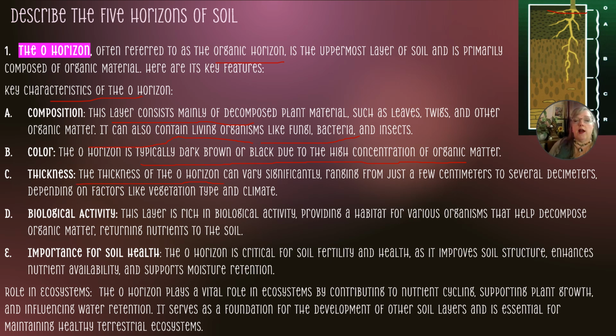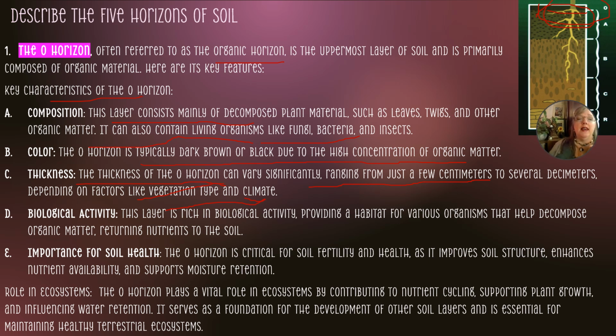The thickness of the O horizon can vary anywhere from a few centimeters to several decimeters, which, I don't know why they're using metrics. Basically 1 or 2 inches to 4 or 5 inches, depending on factors like vegetation type and climate. The thicker the layer, the healthier your soil. And if any of you are taking a leaf blower around to blow dirt or grass clippings or whatever, that is so bad for this layer. A leaf blower is one of the worst things you can do for your soil. Just saying. That's a little bit of my environmental science coming through.